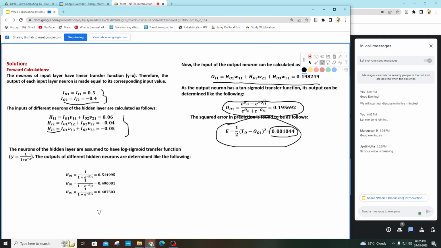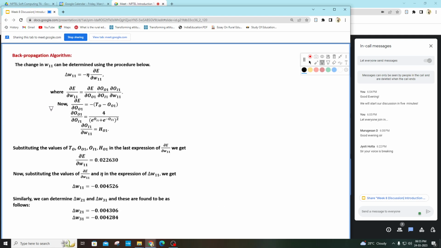This slide? Yes, sir. Okay, this slide, I think it is clear. It is very straightforward. Still, if anyone has any doubt, they can ask. Any doubt up to this? Okay, so I hope this is clear. Now we will be doing the back propagation. Now we will be jumping to the error part.